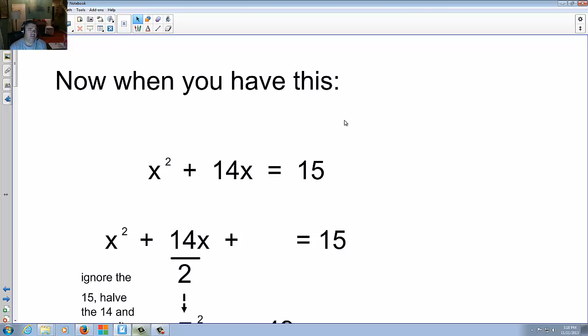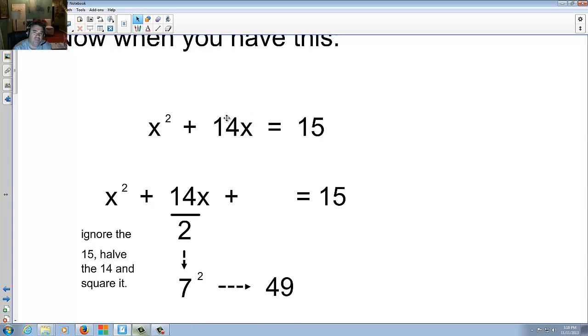Now when you have this, x squared plus 14x equals 15, ignore the 15. We're going to ignore it. We're not going to pull it over this time, which is something new. I'm going to forget it's there, and I'm going to imagine that there was simply a box here that had to be filled the same way as before. So 14 divided by 2 is 7, and 7 times 7 is 49, so I have to add 49 here to make this into a perfect square equation.